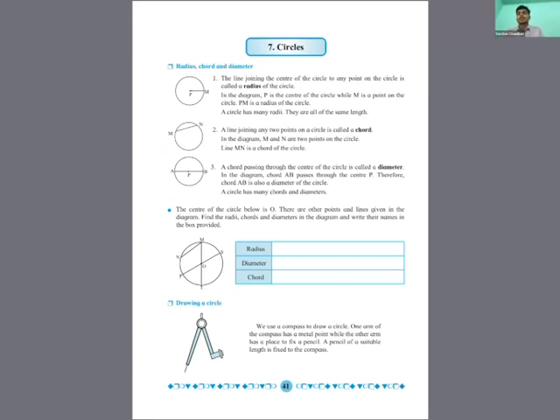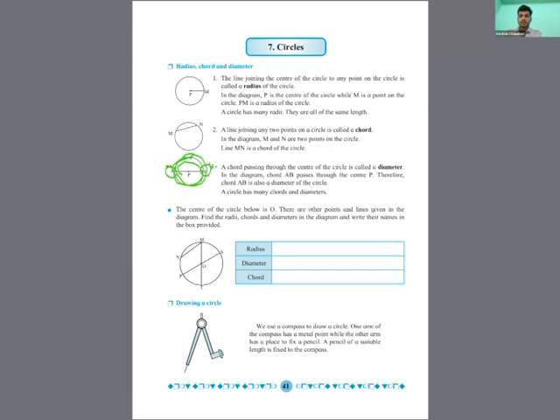Now next is the diameter. What is the diameter? A chord passing through the center of a circle is called the diameter. Or we can say a line joining any two points of a circle whose endpoints lie on the circumference of the circle, the boundary around the circle.